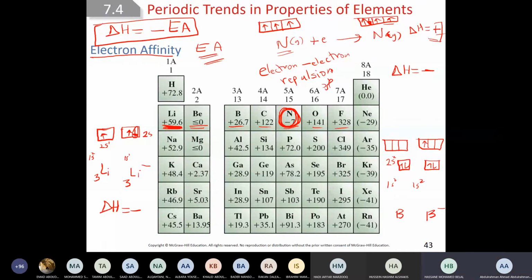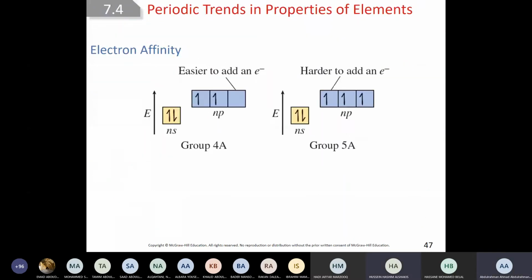When you put this electron, the 2p is further away from the nucleus, and so it is not favored. Almost zero. It's okay, but it's not favored. Is this clear? Why? Because 2p is very far from the nucleus. Is this clear? I hope so.